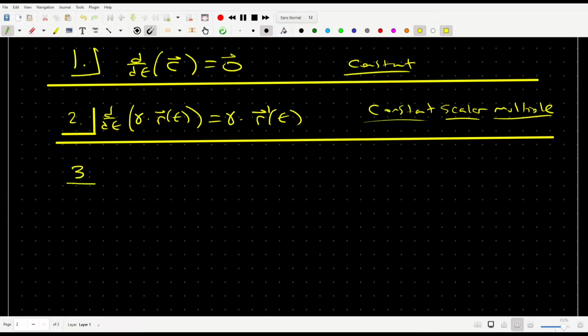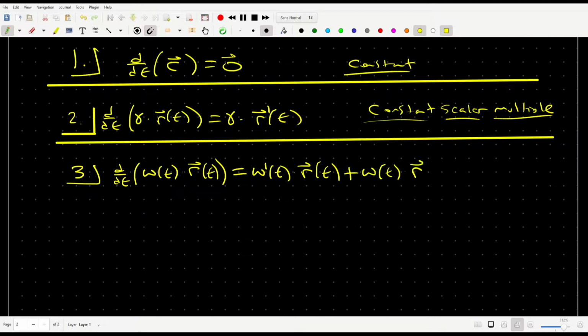The next main property is that the derivative of w of t times r of t obeys the product rule in the sense that this is going to be the scalar function w prime, so the derivative of w, times r of t plus w of t times r prime of t. This is the scalar multiple product rule.